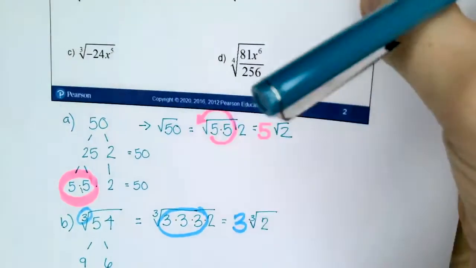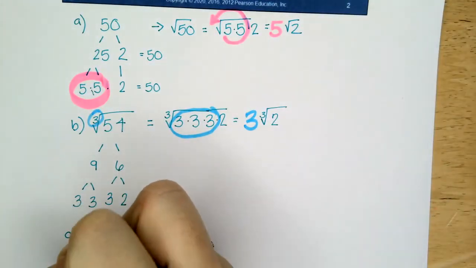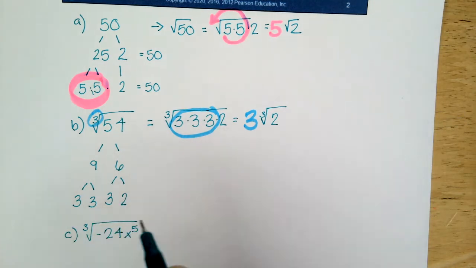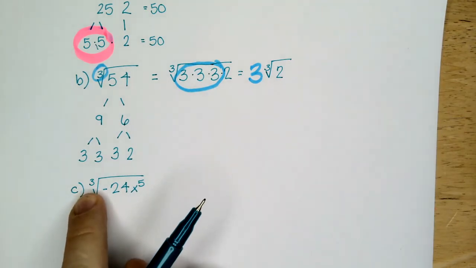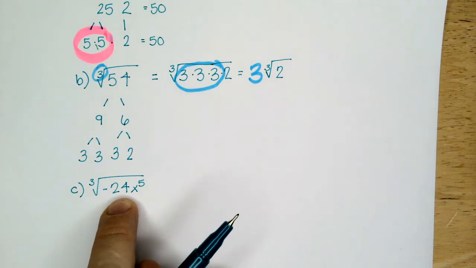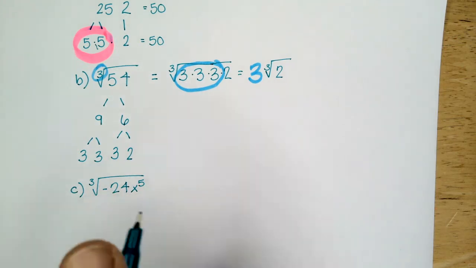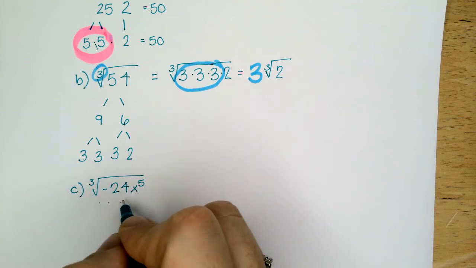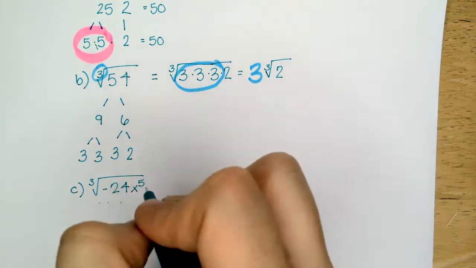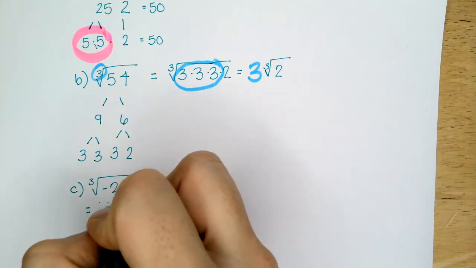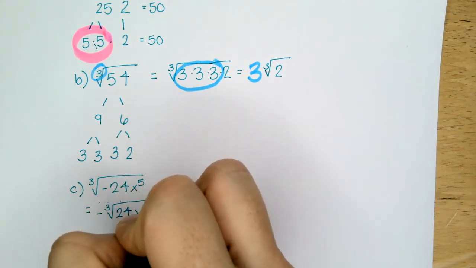All right, example C. The cubed root of negative 24 x to the 5th. So if it's an odd root, that means I can take a negative term and my answer will be negative, right? Because it means I'm multiplying 3 different numbers or 3 different terms because we have numbers and the x. So it would be negative times a negative times a negative. So for that reason, I'm just going to take the negative sign out. So now I'm going to say it's negative cubed root 24 x to the 5th.